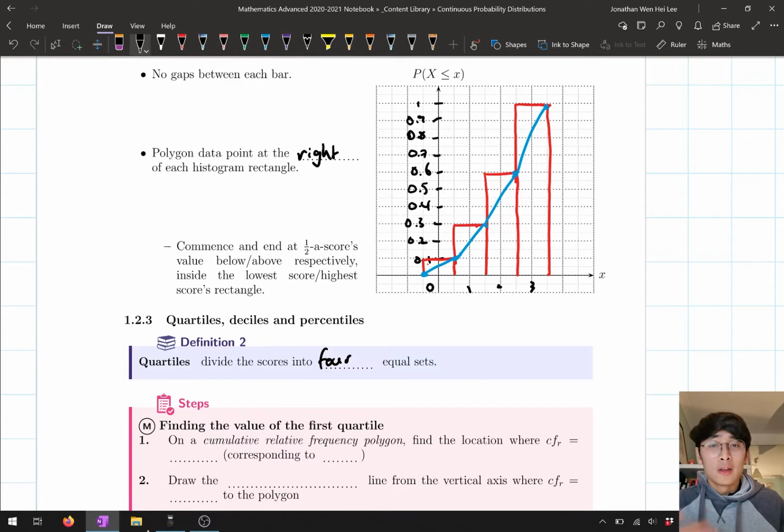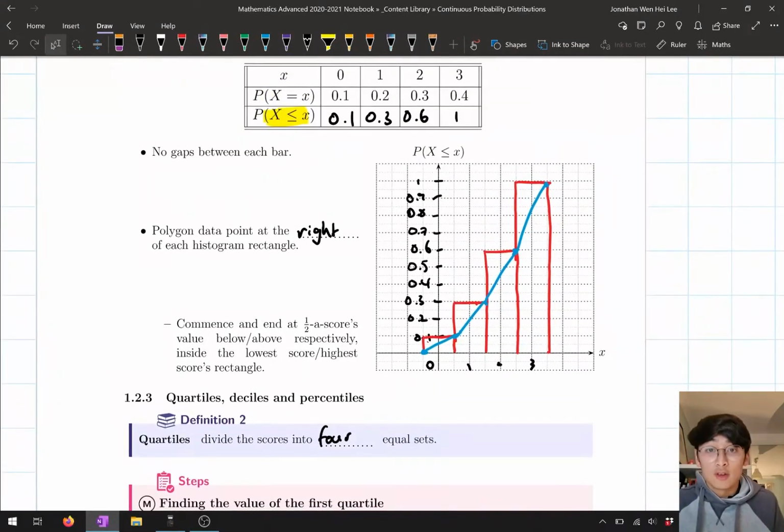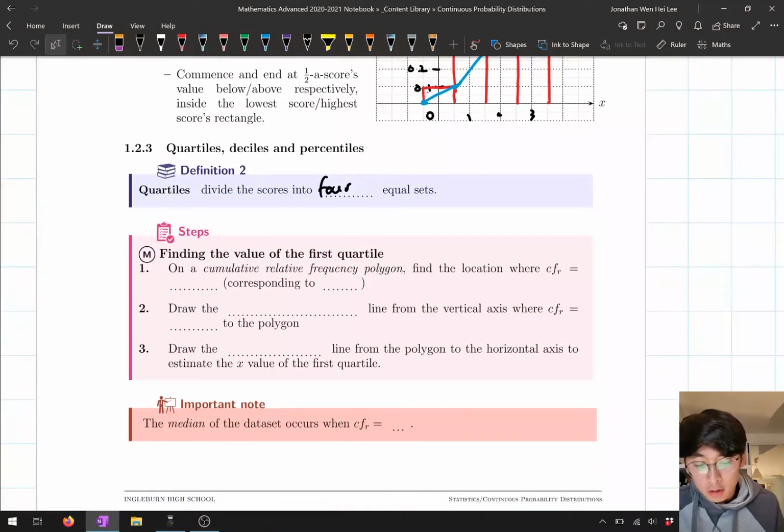And so if you remember, the median is just the middle score, or 50%. That corresponds to a probability of 0.5. And so here, if I want to find the median, what we can just do is go to where 0.5 is on our ogive and just read down at the score. So here on the cumulative relative frequency polygon, find the location. If we want to find the value of the first quartile, so this is the first quartile, and then we'll talk about the median later on.